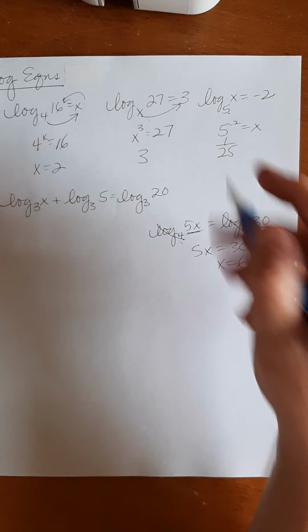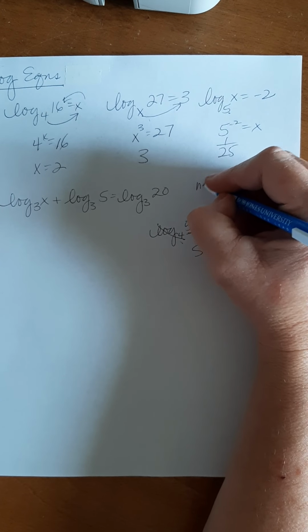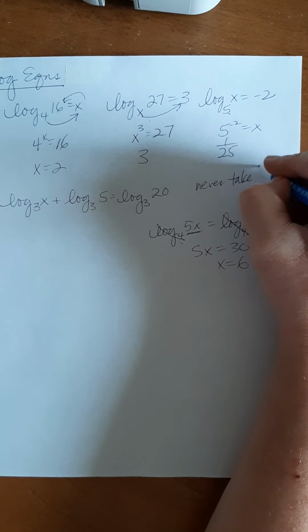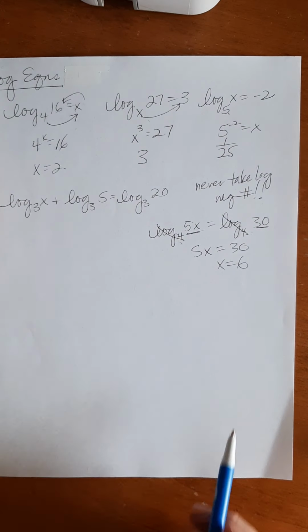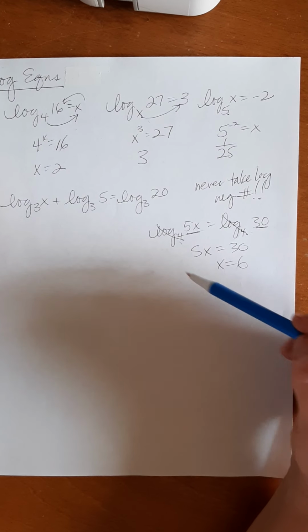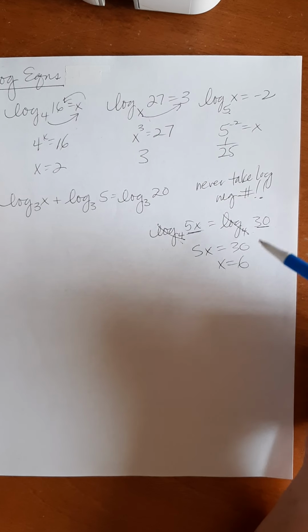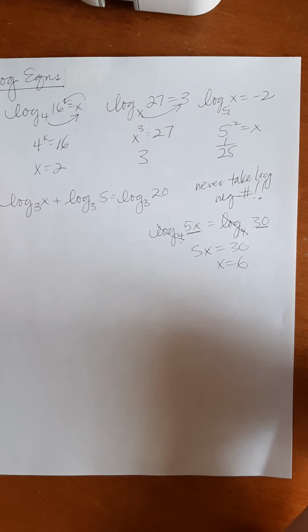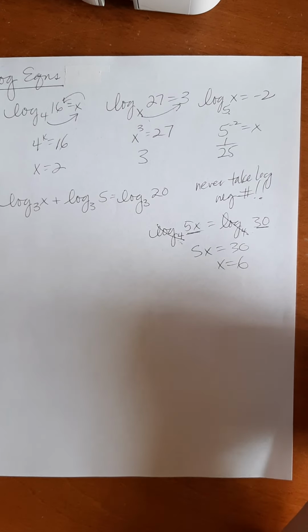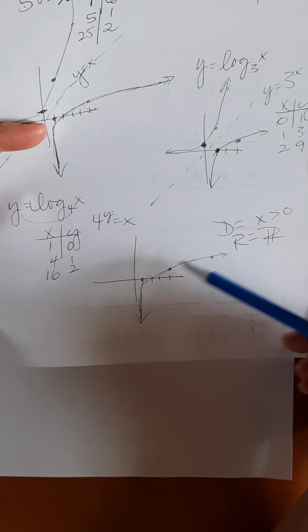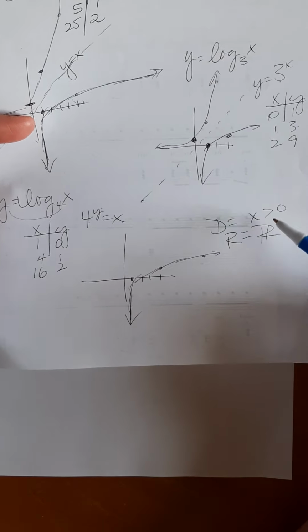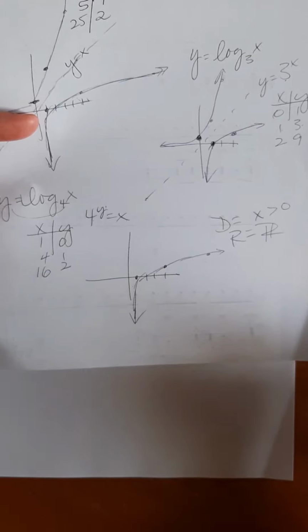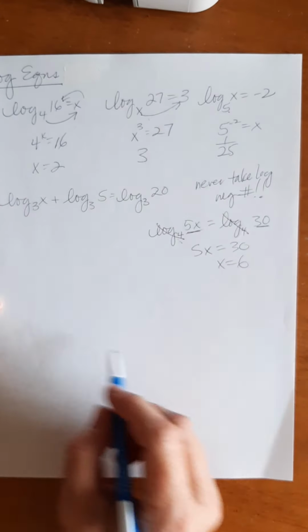Now the only thing you have to worry about is you can never take the log of a negative number. And the reason is, actually we could go by graphing, and the domain. I'll flip this back real quick: for a basic one, remember, domain is x is greater than 0. So that's why you can never take the log of a negative number, because your graph didn't go over there. Well, anyway, so there you go.